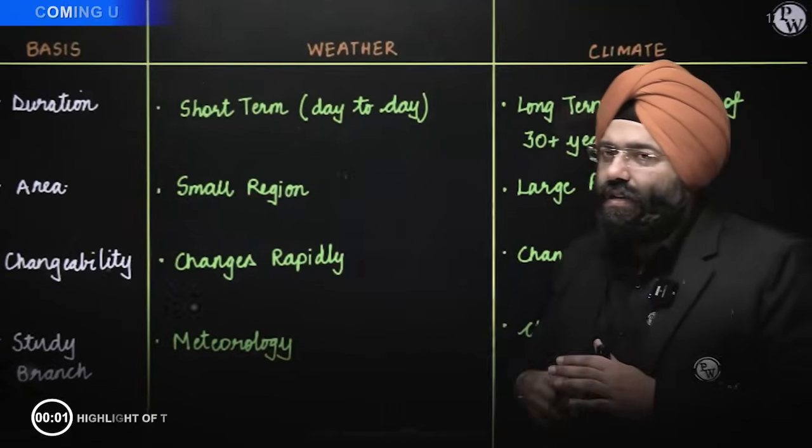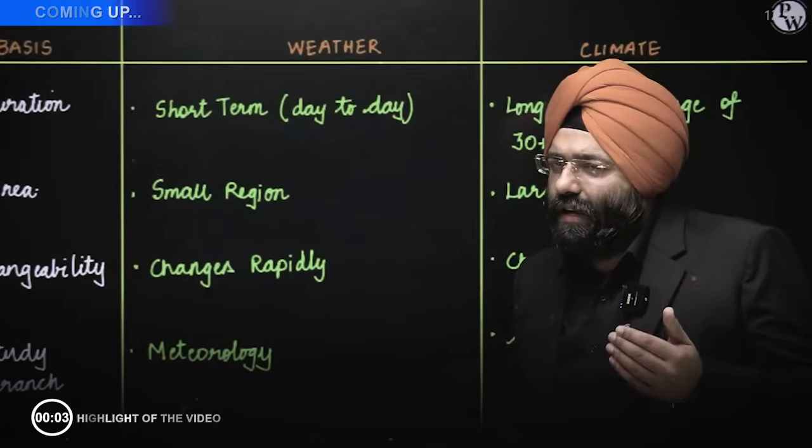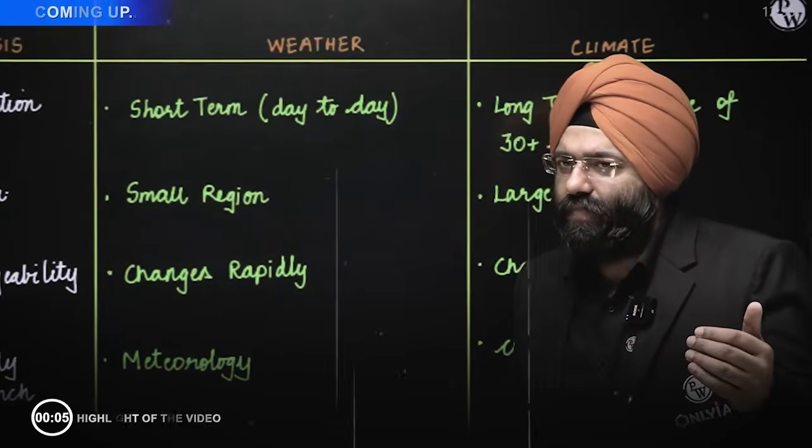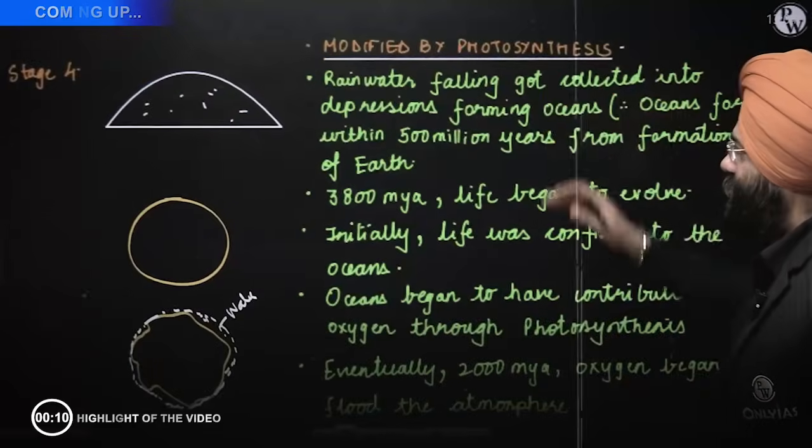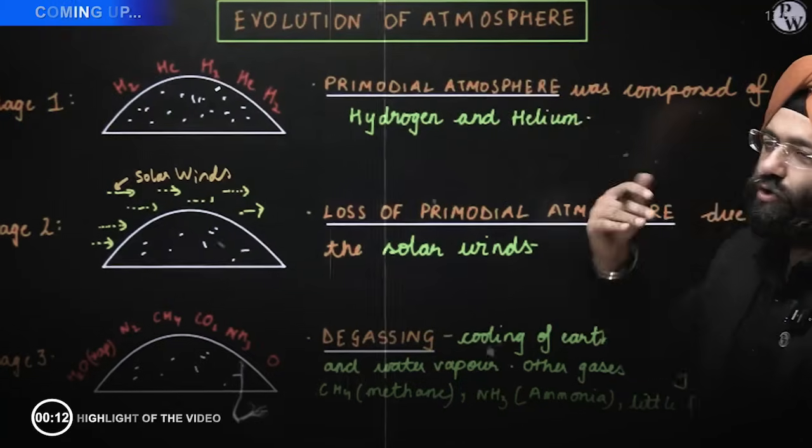Now, weather is something that changes very rapidly, quickly. As I said, it might be very sunny with bright sunshine, but after a few hours, it might rain very heavily. So now this is the process through which the evolution of the atmosphere took place.